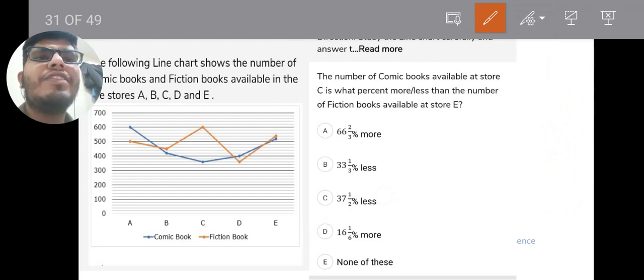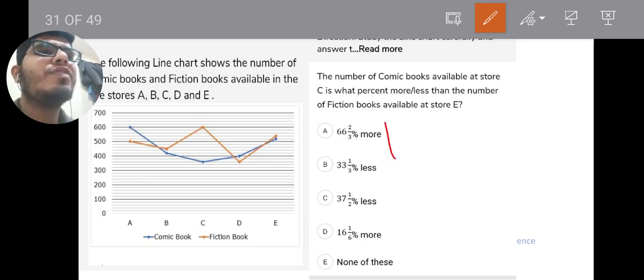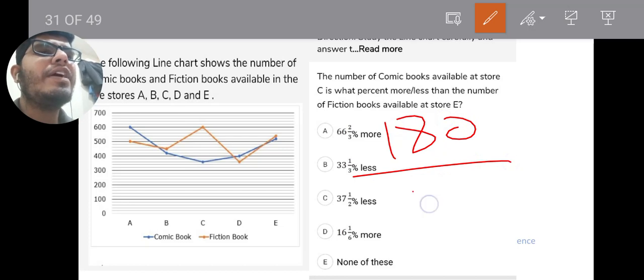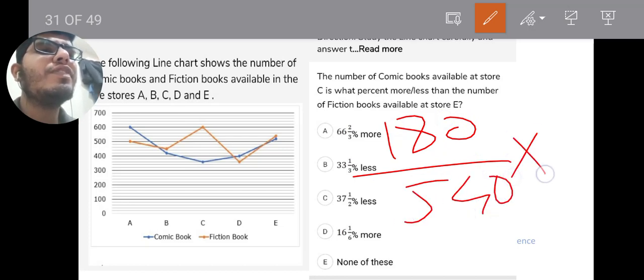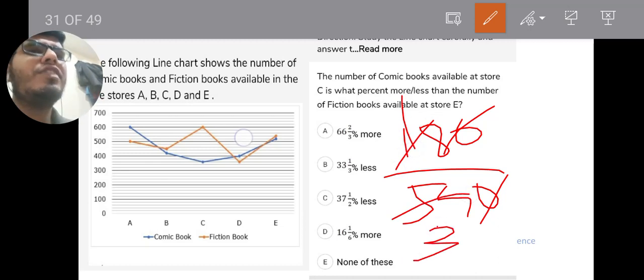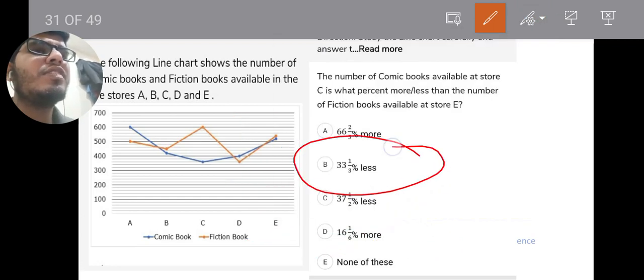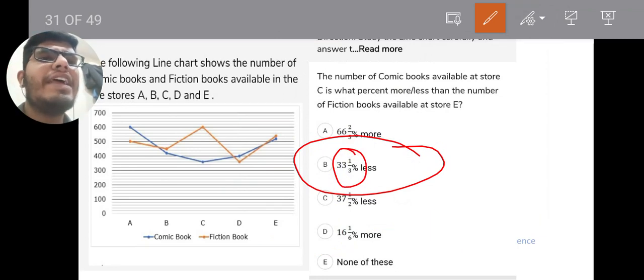We know the formula, right? Difference divided by the more value into 100. So what is the difference? 540 minus 360. The difference will be 180, divided by the highest value, 540 itself, into 100. So the zeros are gone. 18 ones are 18, threes are 54. So this is a fraction, 1 by 3. 1 by 3 is equal to how much? 33.33. So 33.33 is Option B.